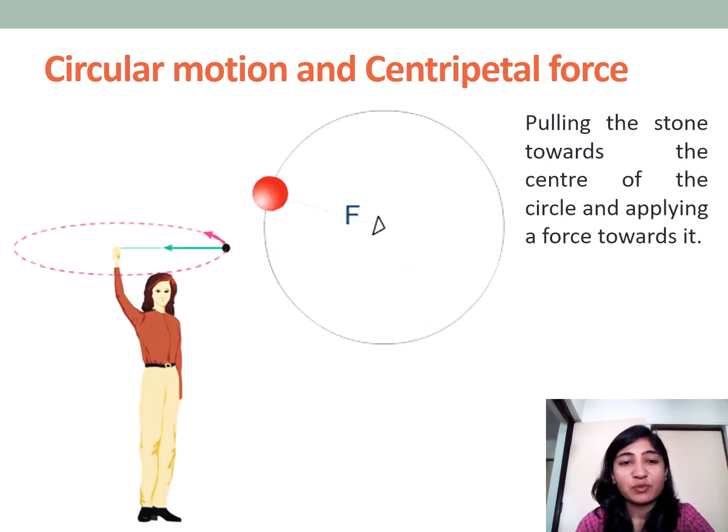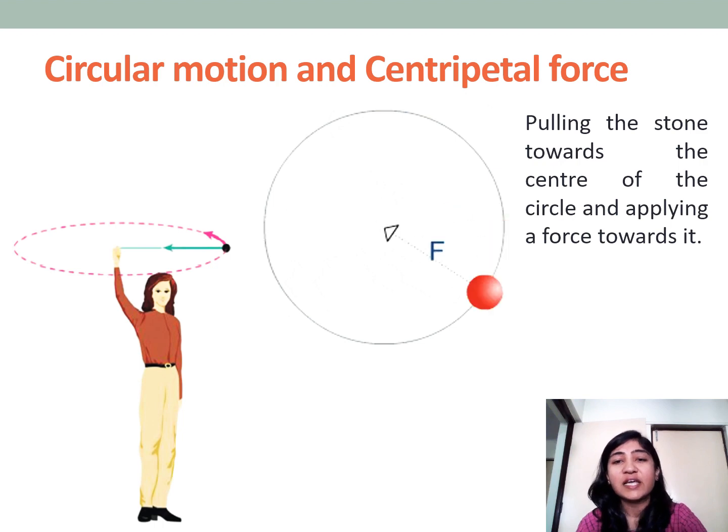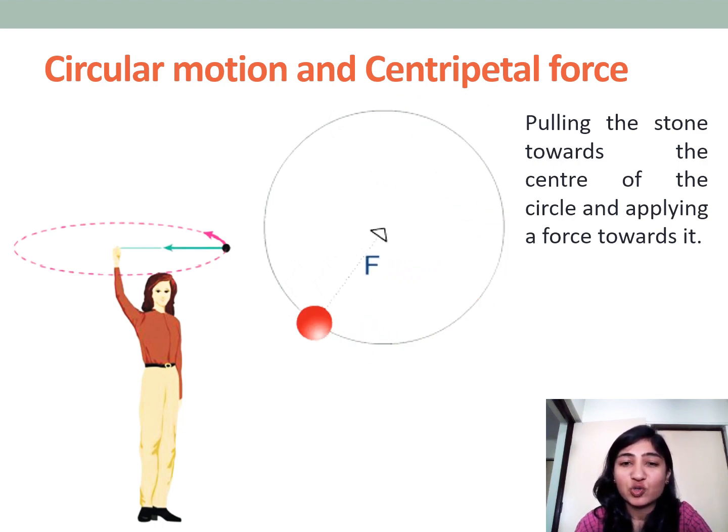And as she is pulling that stone or ball towards the center of the circle, means she is applying force towards it, and because of the force applied by the person, the ball is revolving around the circle, right?